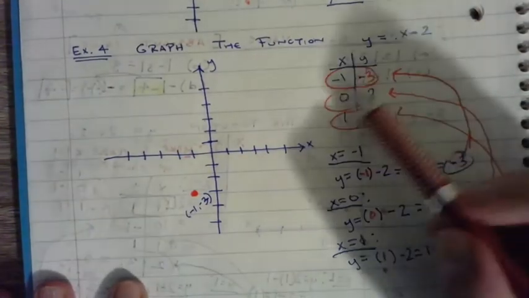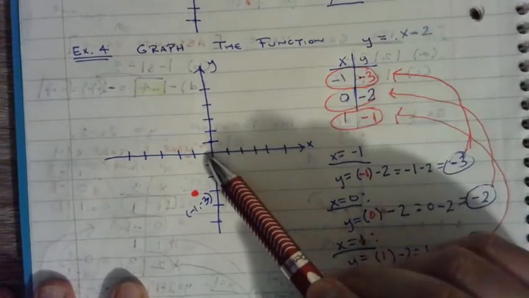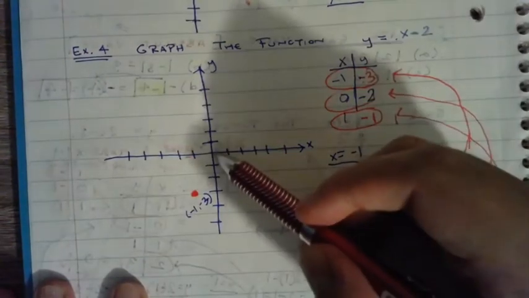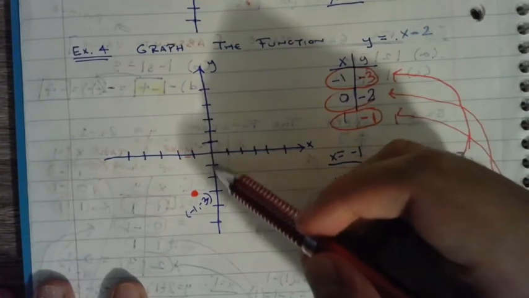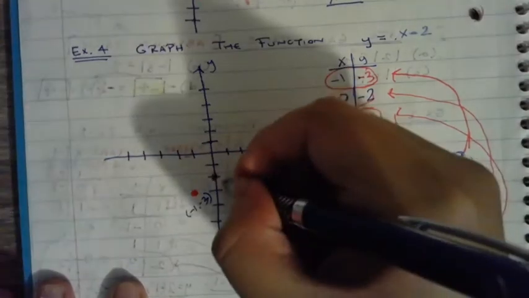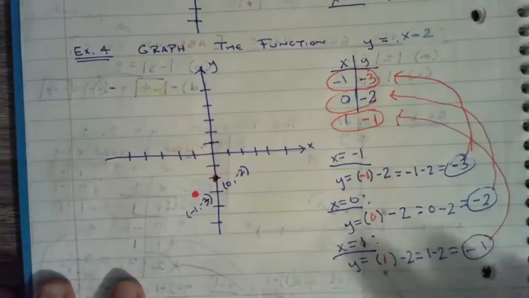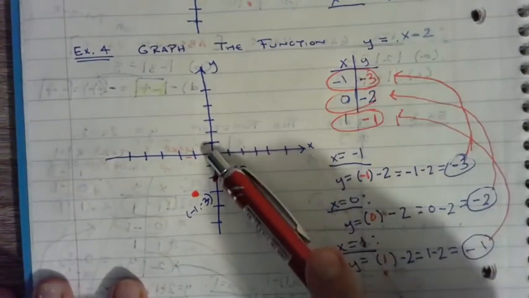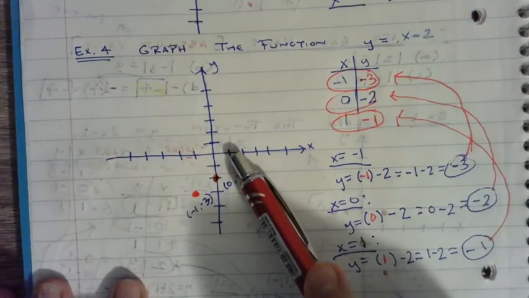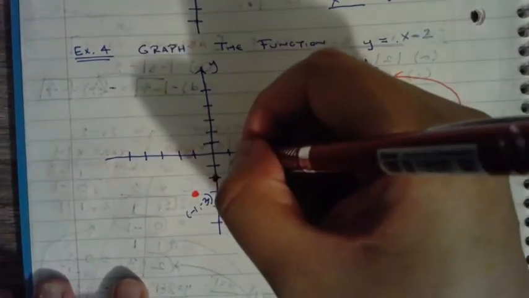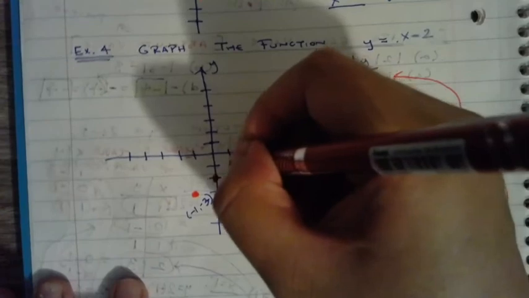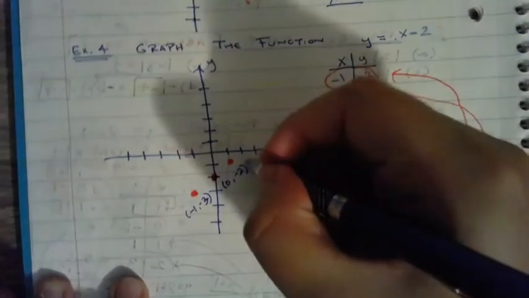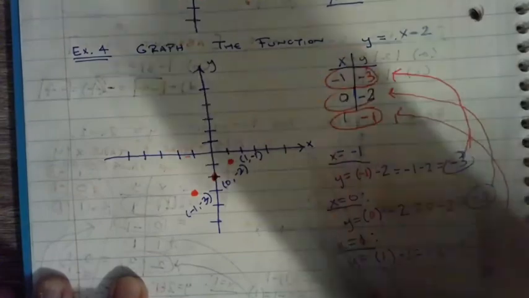Second point, (0, -2). For your x, you don't move anywhere left or right. So we start at 0 and then -2. So you have to go down 2. So 1, 2. So (0, -2). And then last but not least, our last point, (1, -1). So remember, your x, your 1 is positive, so you go right 1, and then you go down 1. And then that point right there again is (1, -1). And there you go. You have those 3 points.